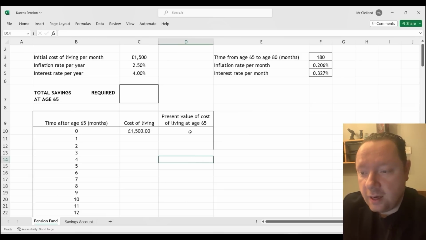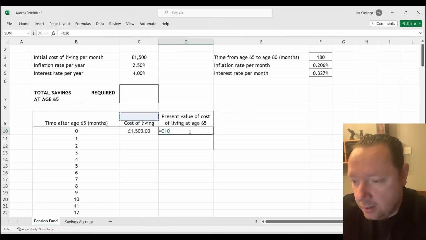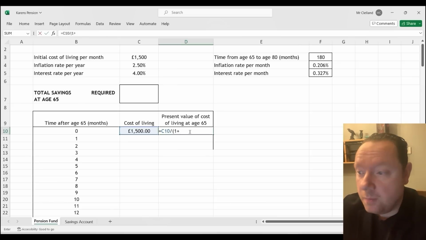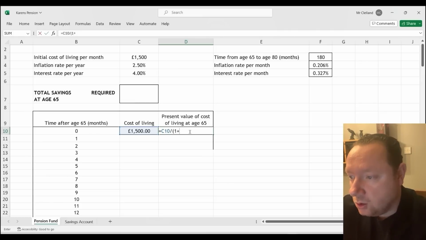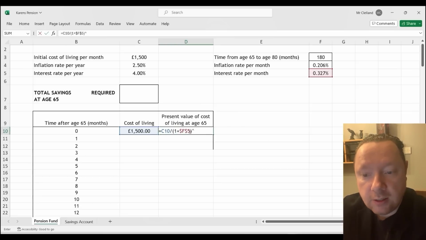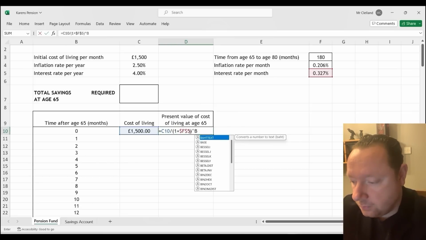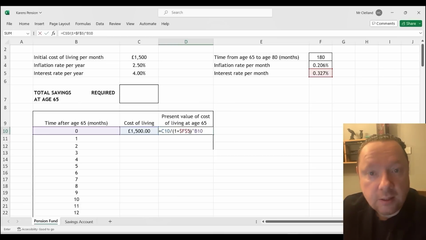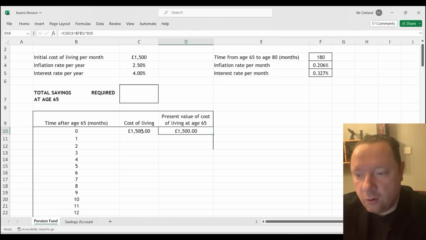Present value at age 65, that equals C10, but present value is divided instead of times, so divided by 1 plus, and we want the interest rate per month. How much does our money go up per month? So 1 plus $C$F$5, and then to the power of the months, which is B10. Press equals. Okay, so we can now copy and paste these down.